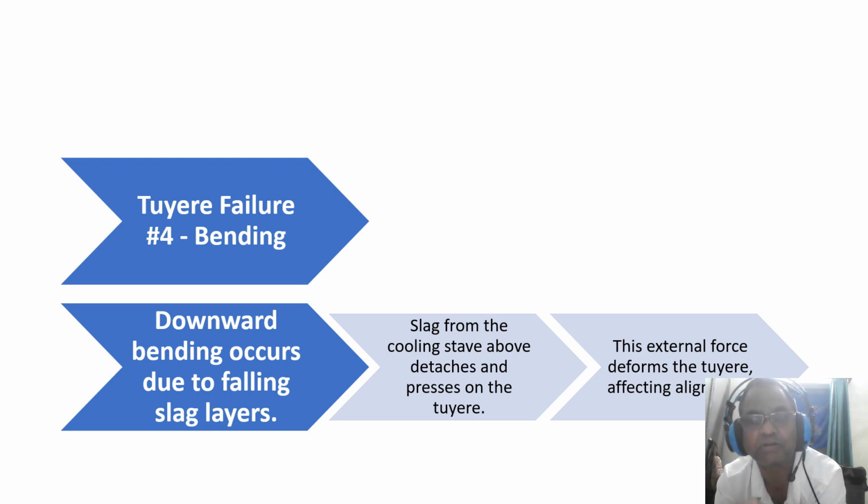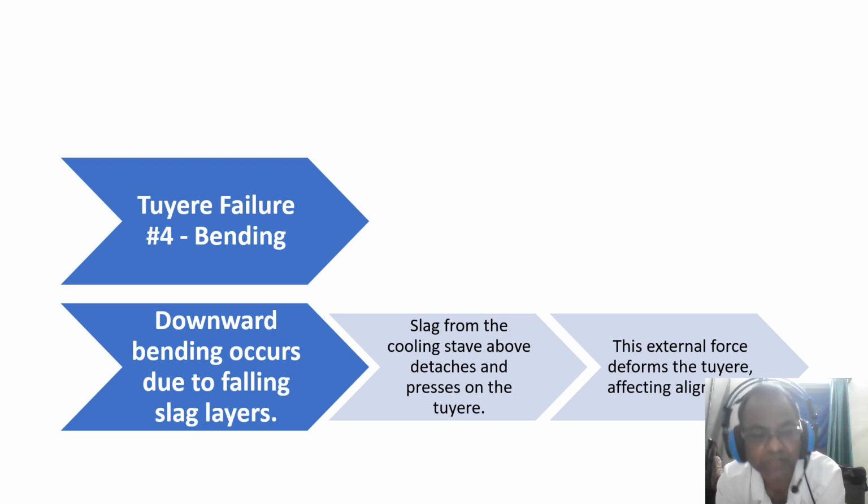of the furnace, especially in the regions of the belly and bosh incline, they press down such peeling material. They press down on the tuyere, causing it to bend downward, and this misalignment affects gas flow and tuyere efficiency.